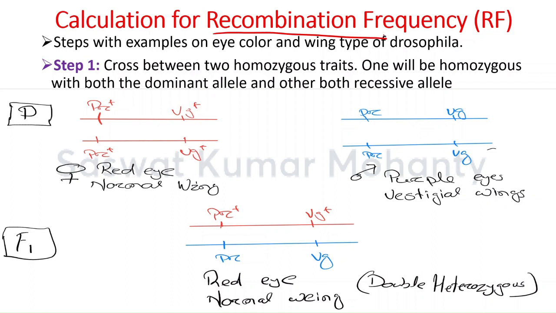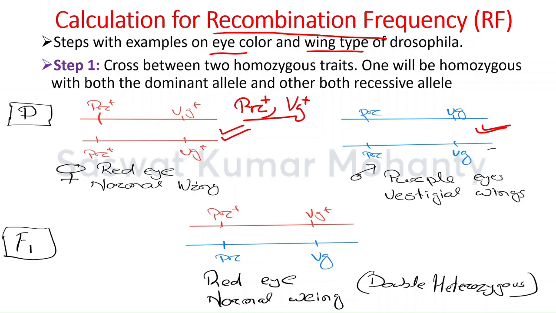So here I'll show you how to calculate the recombination frequency, or RF. I gave you an example of the eye color and wing type of Drosophila. The gene for eye color is PR, and VG is the gene for wing type. Here PR plus is the dominant gene and VG plus is the recessive gene. As you can see in this picture, the red chromosome denotes the dominant chromosome, whereas the blue chromosome denotes the recessive chromosome.